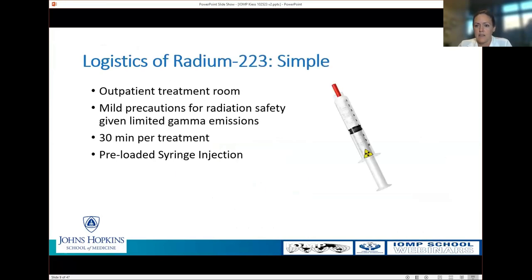From a radiation safety and logistics standpoint, it's the simplest of the currently approved systemic agents. It's given typically in an outpatient treatment room with minimal precautions for radiation safety, given the limited gamma emissions. And typically the patients only have to have a 30-minute appointment per treatment, and the dose comes in a preloaded syringe and is given as a simple injection with a saline flush.